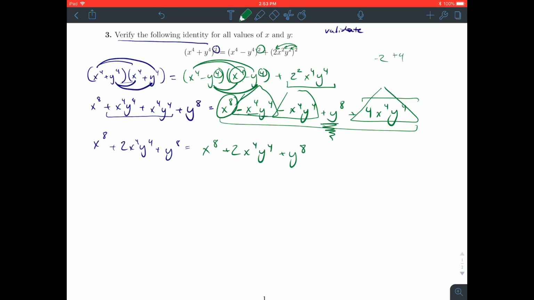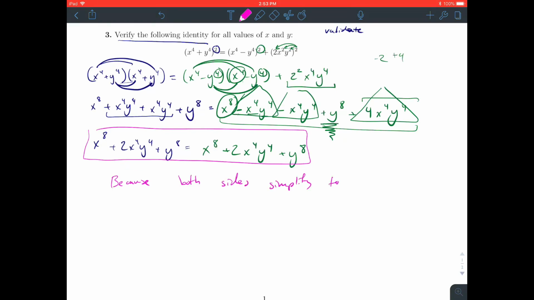And actually, we're done. If we look at the left-hand side and the right-hand side, they completely match. So because both sides simplify to the same expression, they are equivalent.